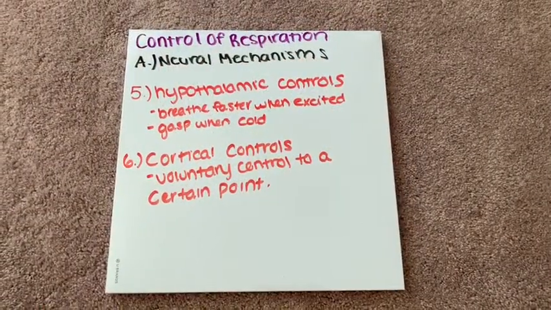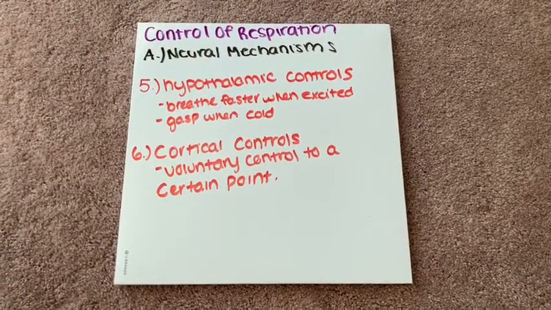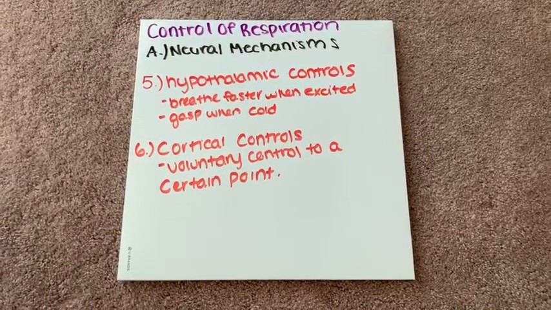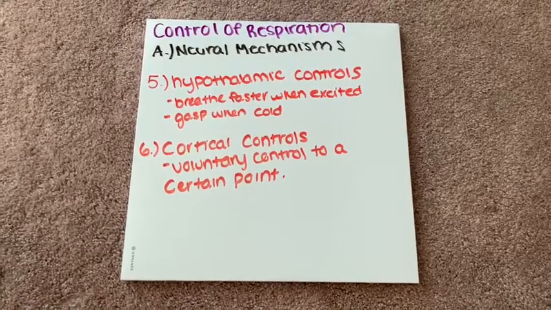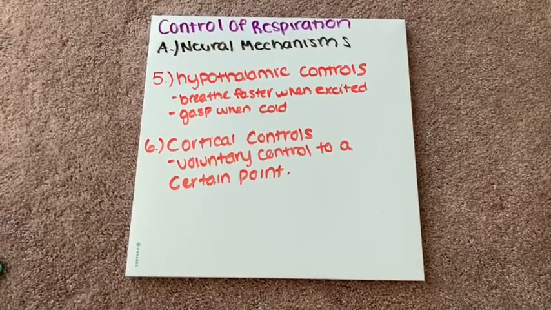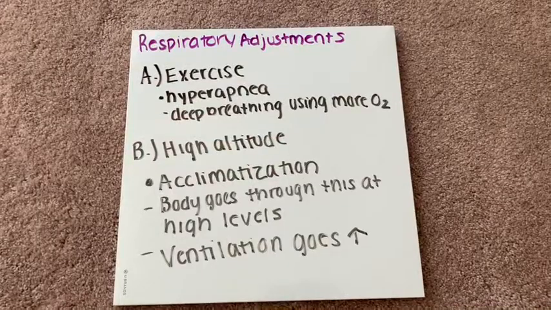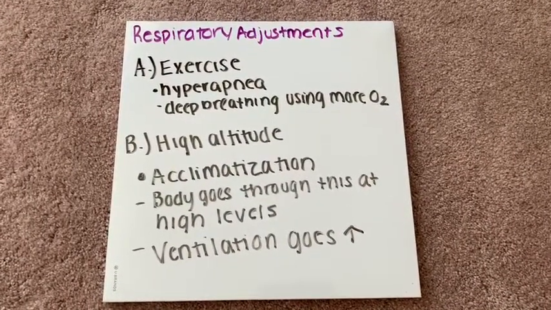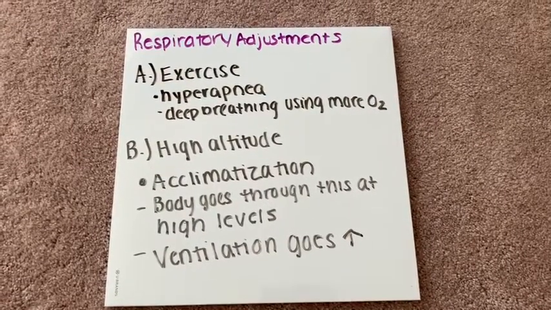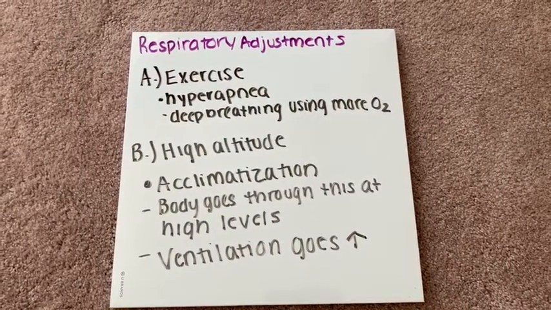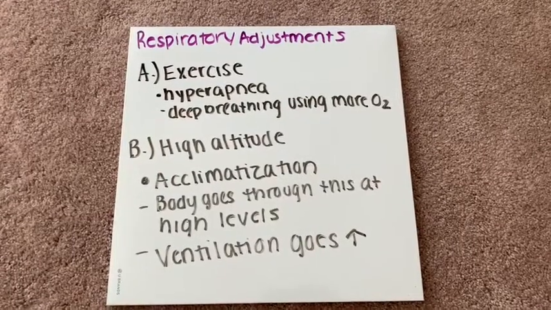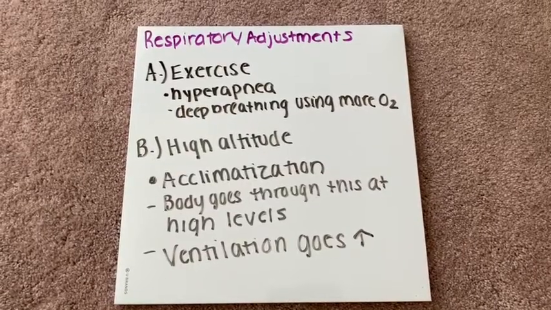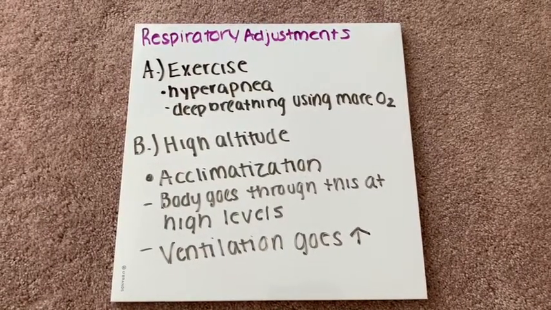The last 2 controls of respiration are hypothalamic controls, where you breathe faster when excited or gasp when cold. Also, there's cortical controls. This is voluntary control to a certain point. These are respiratory adjustments. When you exercise, you deep breathe and use more oxygen. At high altitude, your body goes through what is called acclimatization. This is what happens when you are at high levels above sea level. Your ventilation rates go up.